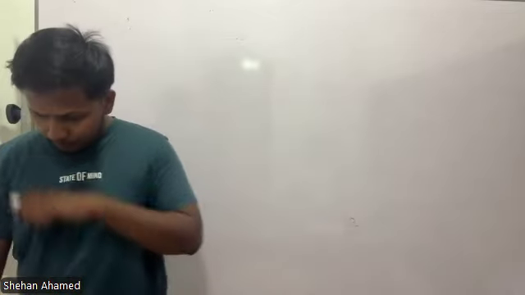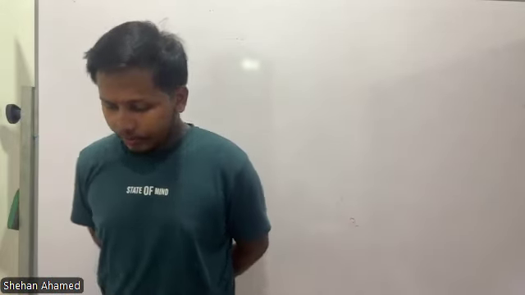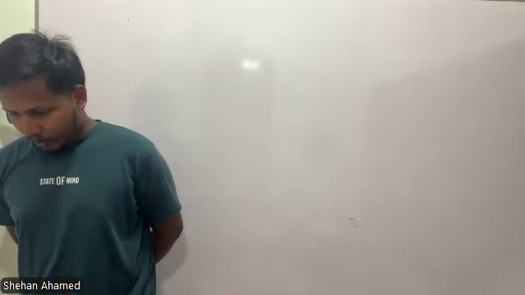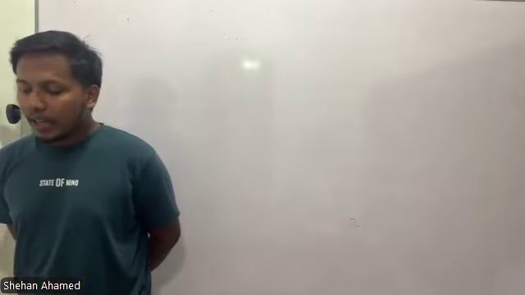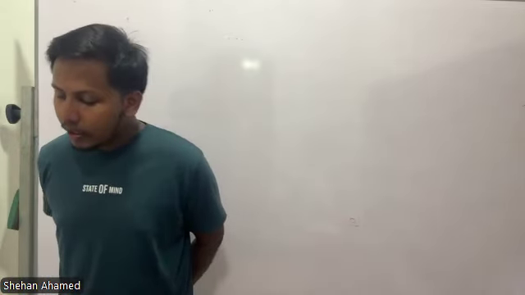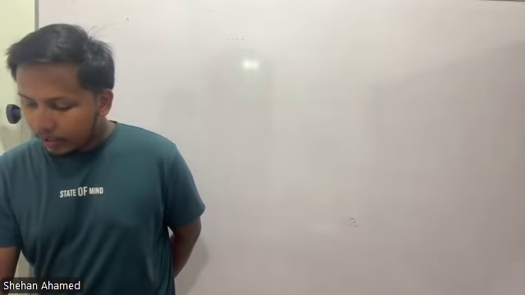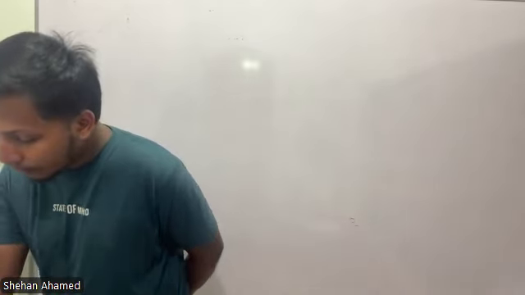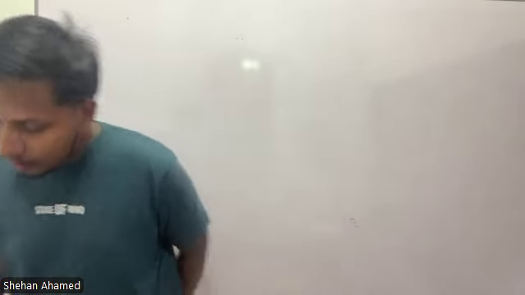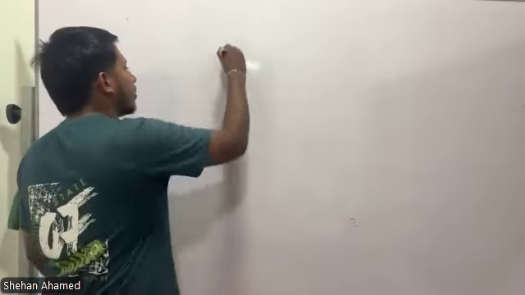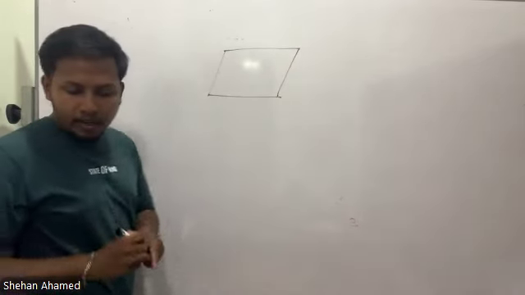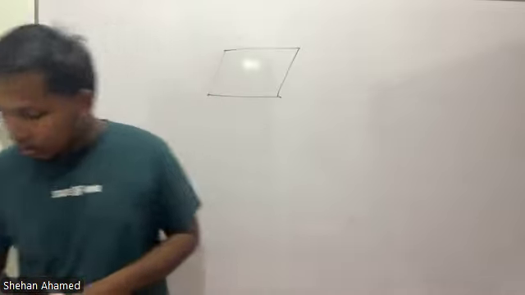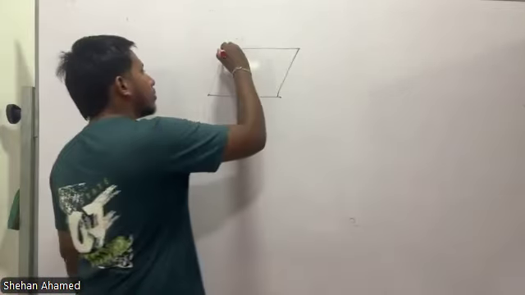Question number 7. In the parallelogram ABCD, AB is equal to 20 centimeters and the area of the triangle BCD is 48 centimeters square. Find the length of AP. Right. Let's first draw the figure here. In the meantime, when I'm drawing the figure, you guys also can draw the figure to save time.